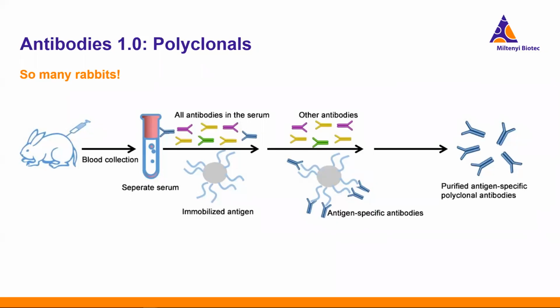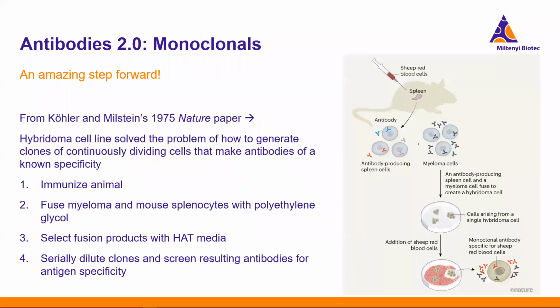So as you can imagine, we're recognizing lots of different epitopes on the same antigen, so we're going to get quite a strong signal, but it's a really inconsistent research tool. So imagine this, you have one batch of antibodies that are finished, so you've got to go out and get yourself some more rabbits. So let's hop forward to the 70s now.